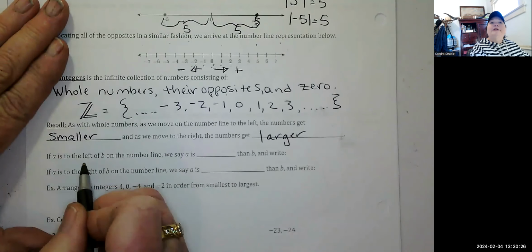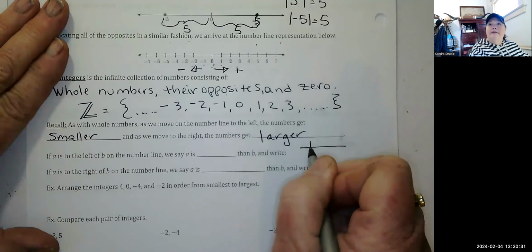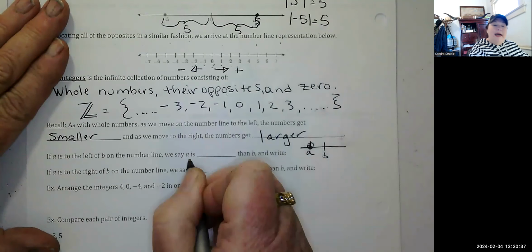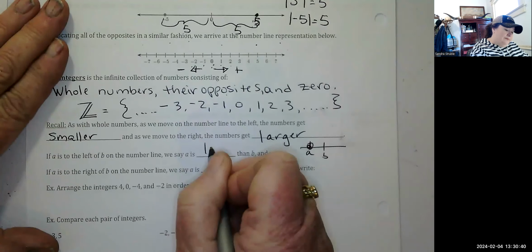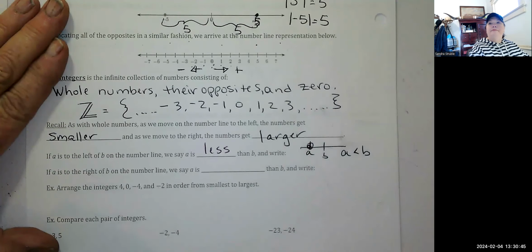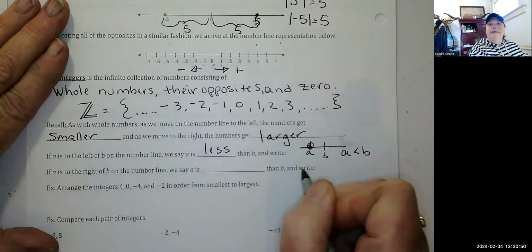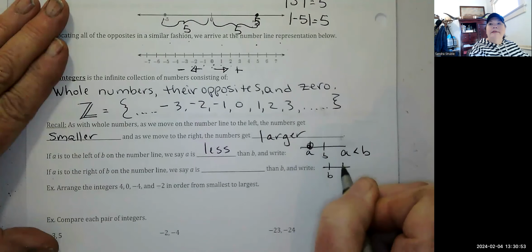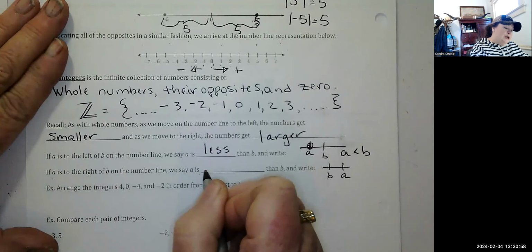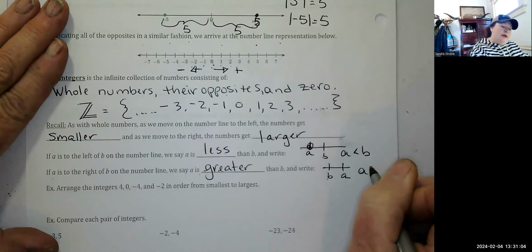If A is to the left of B on the number line, that means that A is less than B. And we write that as A < B. If A is to the right of B on the number line, so if this is B and this is A, to the right of B, then we say that A is greater than B. And that's written as A > B.